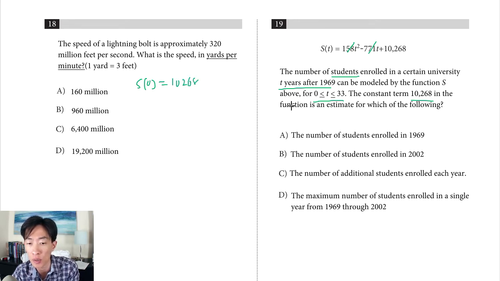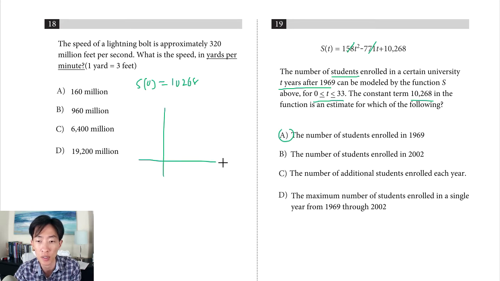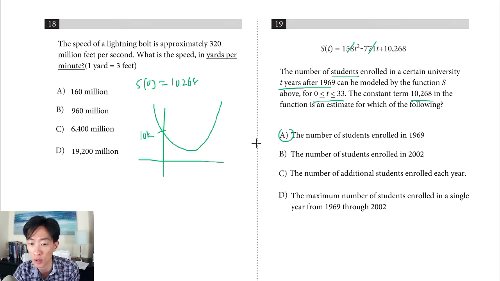So what is s of 0? Well, 0 is t, which is the number of years after 1969. So what this is saying is that in 1969, the number of students enrolled is 10,268, and that leads us to choice A. Visually, you'll recognize that this equation is a parabola, and the 10,268 is going to be the y-intercept, because when x or t is 0, that's when it crosses the y-axis. So it's going to look something like this, and our starting point here, t equals 0, or 1969, is going to be about 10,000. So let's look at the other answer choices real quick.